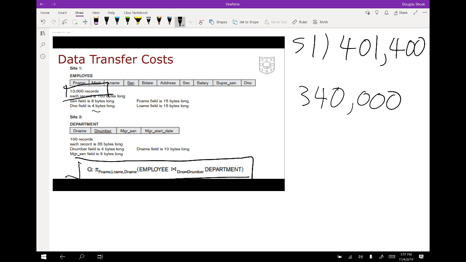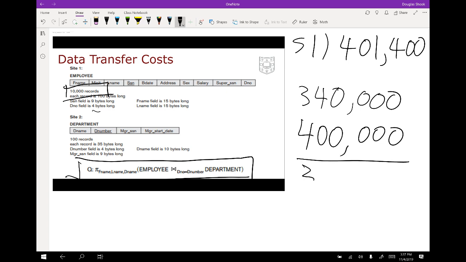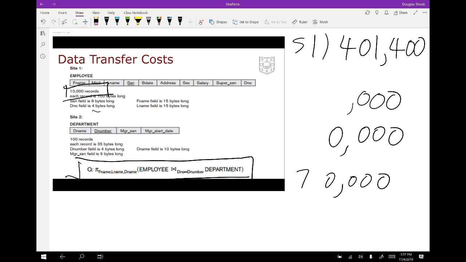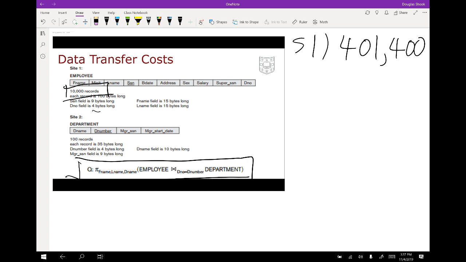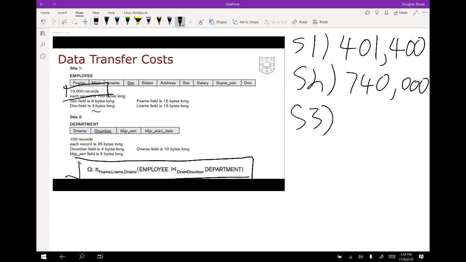The result of the join is actually going to be the same as it was last time, right? For, what was it, 400,000? Shouldn't have erased it. There were 40 bytes per record times, it's just 400,000, isn't it? So the result for this one is 740,000. Join on Site 2, correct? All right. One more time. Site 2, we said was going to be 740,000.